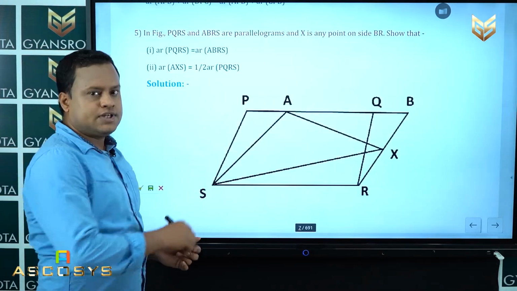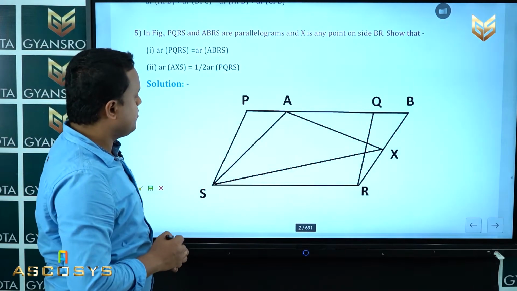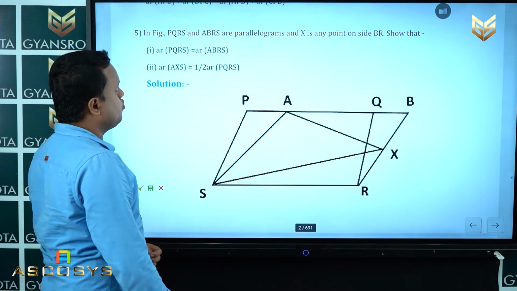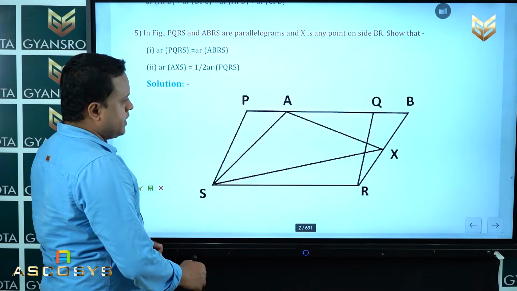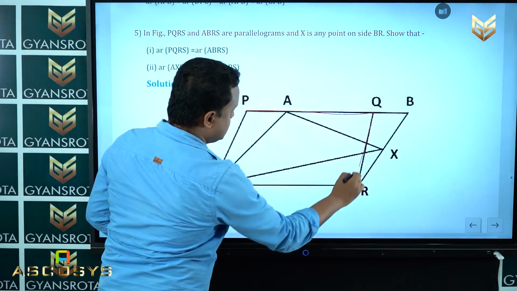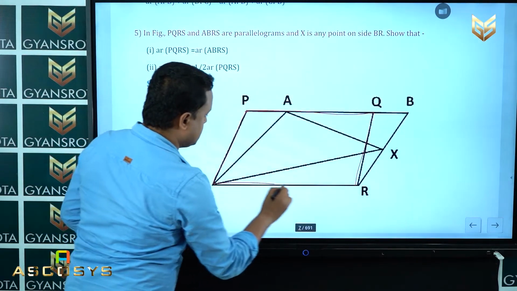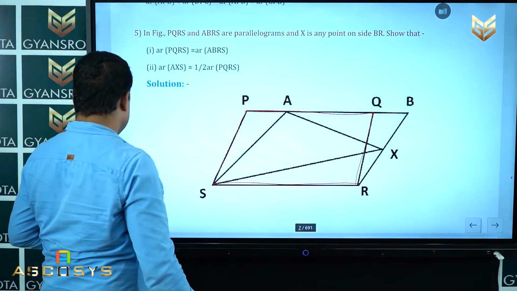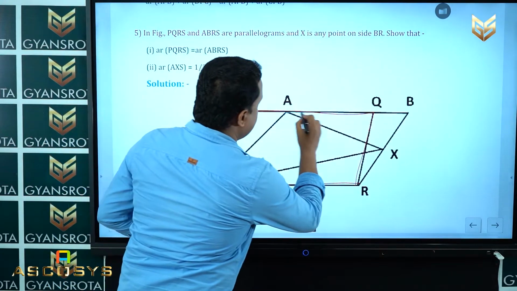All right. This is also a similar problem. Here we have two parallelograms, PQRS, this one, and ABRS.